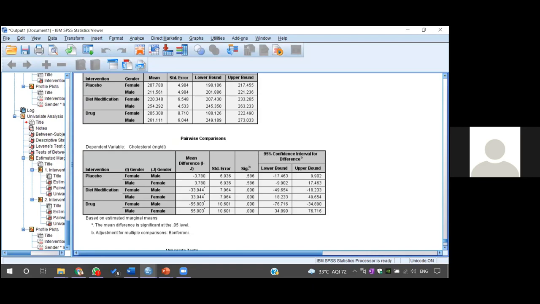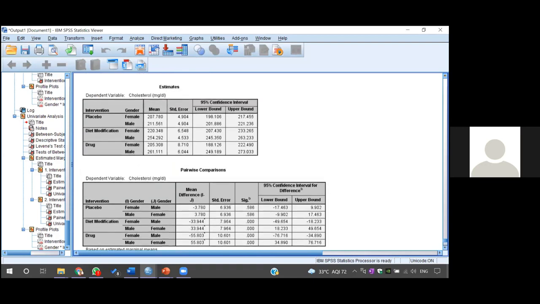So here you will report two simple main effects. Two simple main effects means it's the interaction. It gives you the estimated marginal mean. So you have to report this estimate table and you have to report this pairwise comparison.